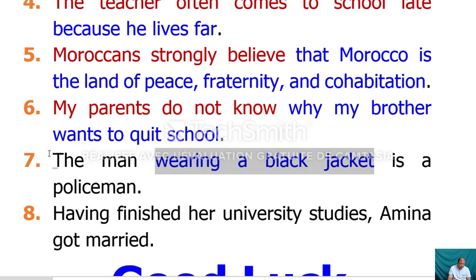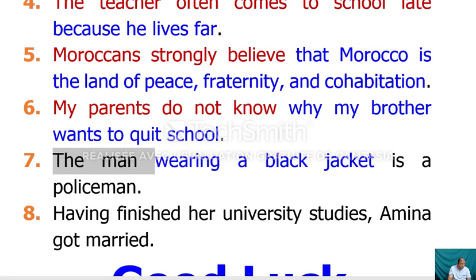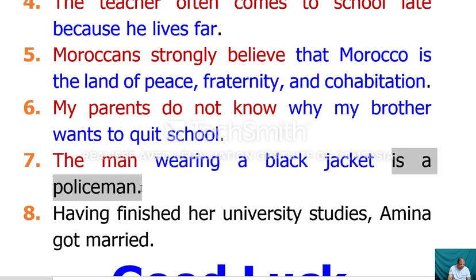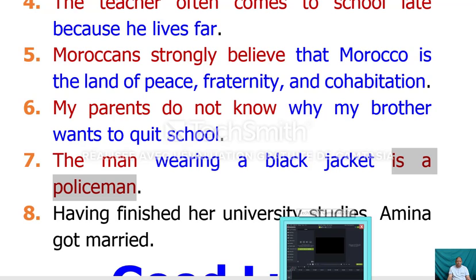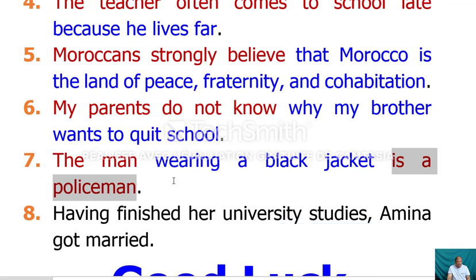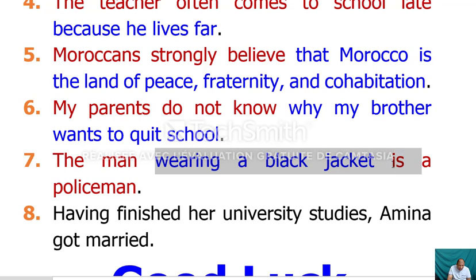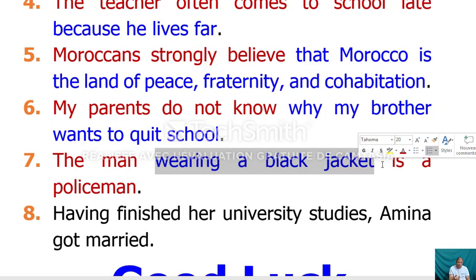The man is a policeman. This is independent. The man is a policeman, complete. But "wearing a black jacket" is not complete. That's why it is dependent, it is subordinate. In this case, this participial phrase originates from an adjective clause. The source is the adjective clause.